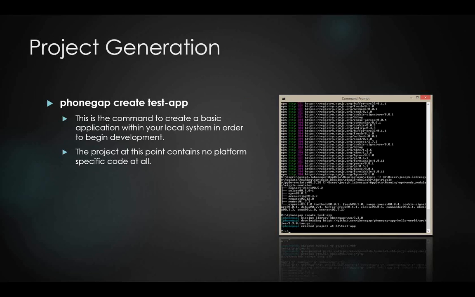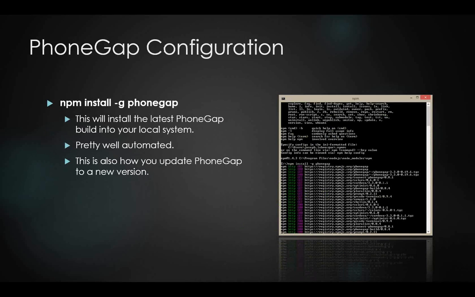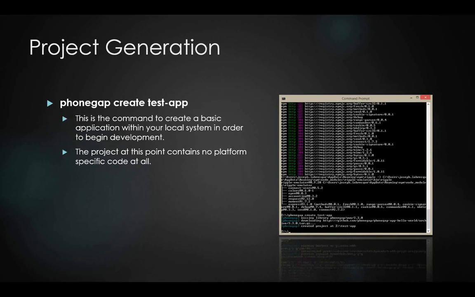So project generation. Once you actually download PhoneGap and have it installed, you need to create an application project. And to do that, okay, so creating the test application. So you just invoke PhoneGap, create, and then just whatever the name of your application is.